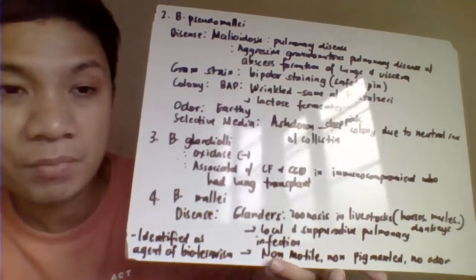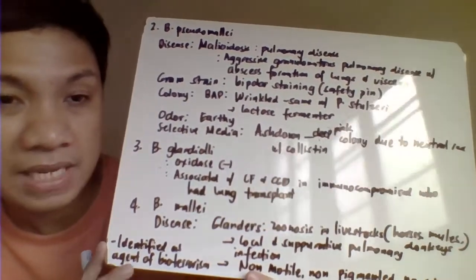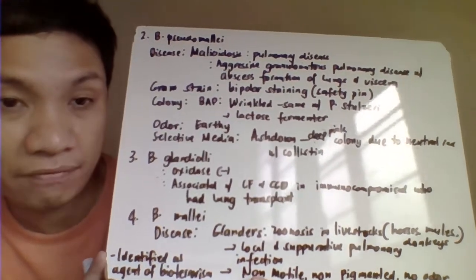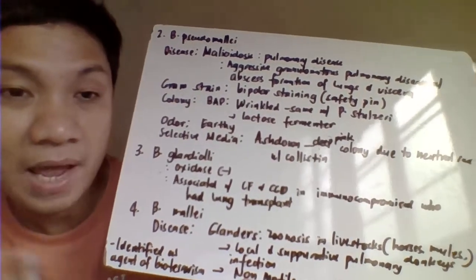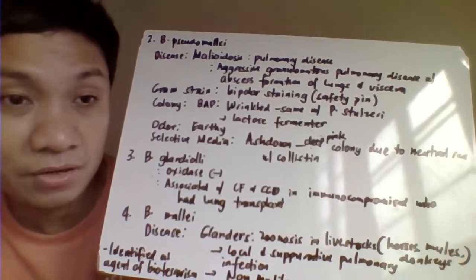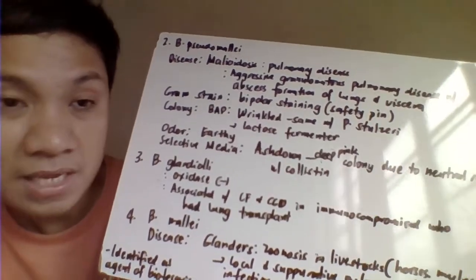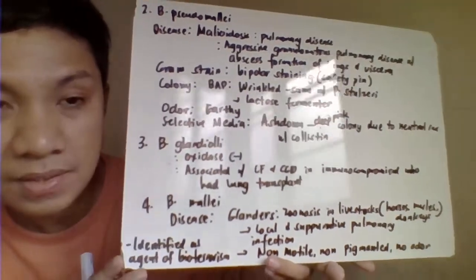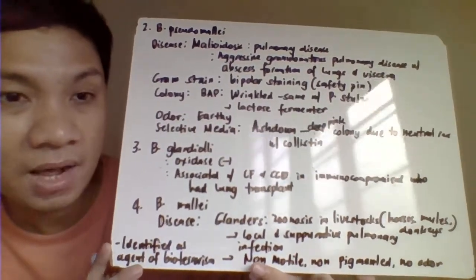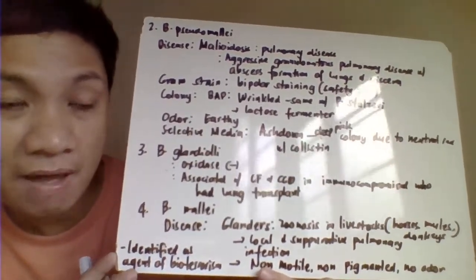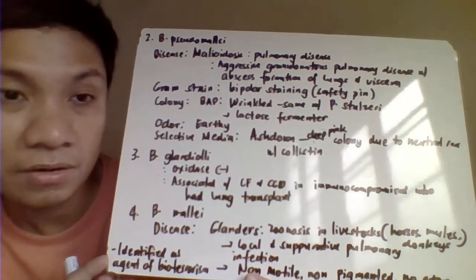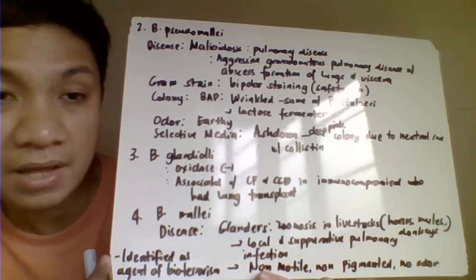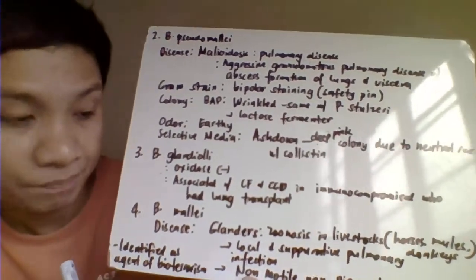On the next one, Burkholderia gladioli. So Burkholderia gladioli is identified here as being oxidase negative. Because again, ang ating rule dito, lahat sila dapat ay oxidase positive just like your Pseudomonas, with exception here of your Burkholderia gladioli. So this one is associated with mga immunocompromised patients, especially those having cystic fibrosis and chronic granulomatous disease. Okay, especially for those patients having undergone lung transplantation.